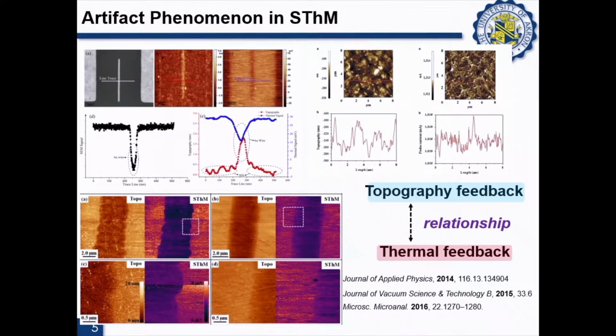Then I will start with the artifact phenomena in the previous literature reports, as shown here. The very direct reflection of the artifact is that the topography feedback has some relationship with the thermal feedback during the SThM measurement, as reported in this literature. All the literature reported this relationship, and usually it is accompanied with a higher topography feedback. A larger topography feedback signal corresponds to a smaller thermal feedback signal, which is called the artifact.